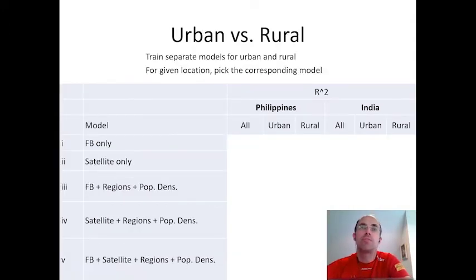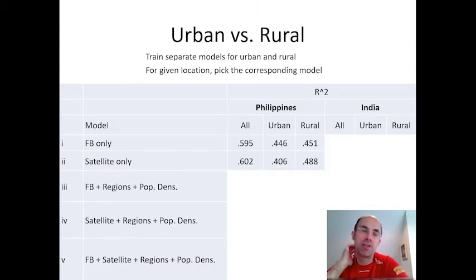But then, quite interestingly, as you disaggregate by urban and rural areas, you see an interesting pattern. Let me explain this. This is the same performance that I showed before for Facebook alone or satellite alone for all of the Philippines. But if you disaggregate and train a model just for urban areas and just for rural areas, first the overall R² goes down because there's less variance left to be explained, since they are more homogeneous. That makes sense. But then interestingly, for urban areas, Facebook alone is better than satellite alone, but for rural areas, satellite alone is better than Facebook alone.